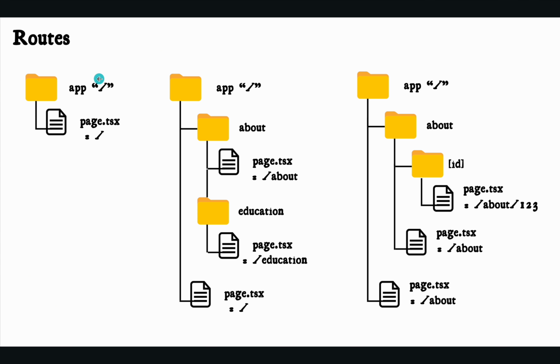We can also call this the home route or root route. Then let's say a scenario where we have nested folders like this nested folder about, and it returns its own page.tsx. So it's going to be slash about. The folder name is the name of the route. Then if there's a folder called education, it's going to be slash education. And of course, the root or the app folder returns its own page.tsx. In that case, that will just be slash.